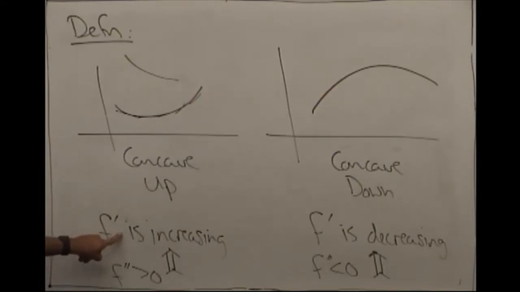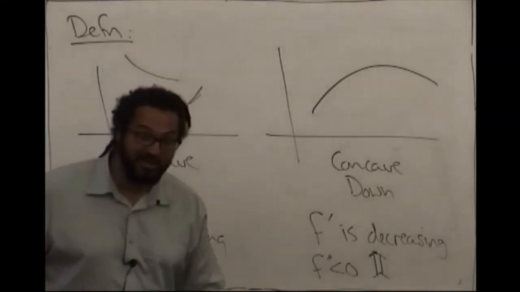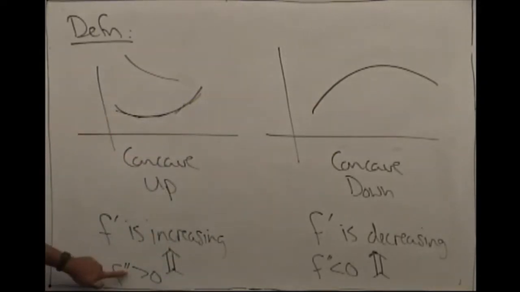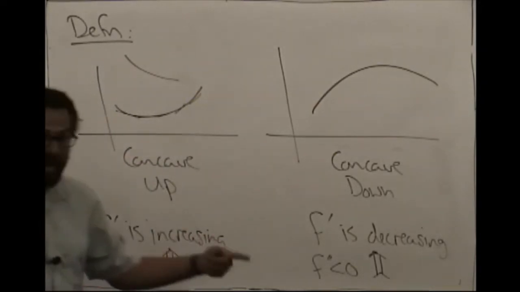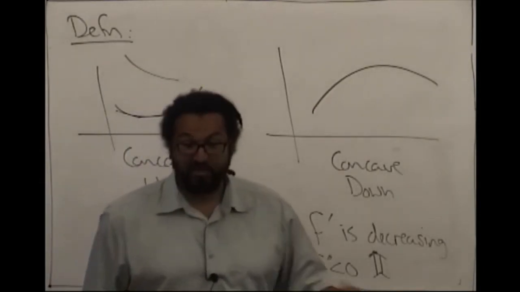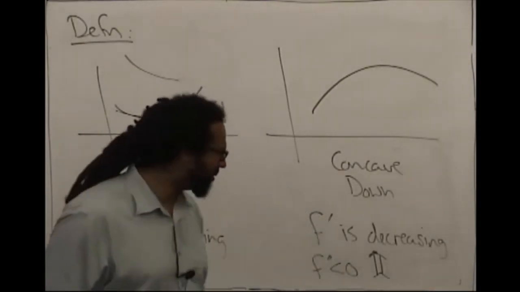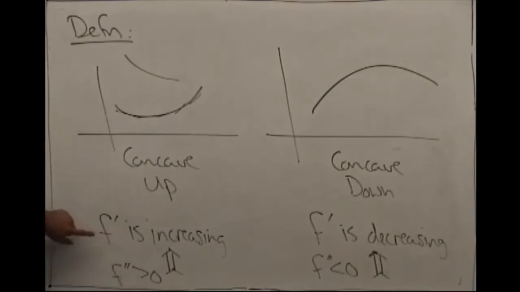And so a way to test for when the first derivative is increasing is to see where the second derivative is positive. That just follows from the stuff in the last video. Remember, a function f is increasing whenever the first derivative is positive. So that means the first derivative is increasing whenever the second derivative is positive.